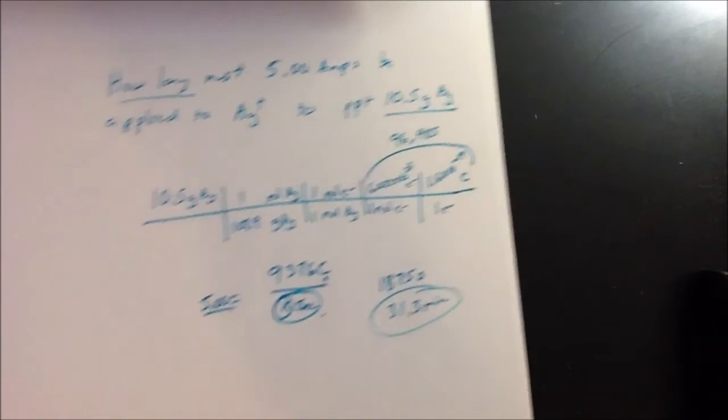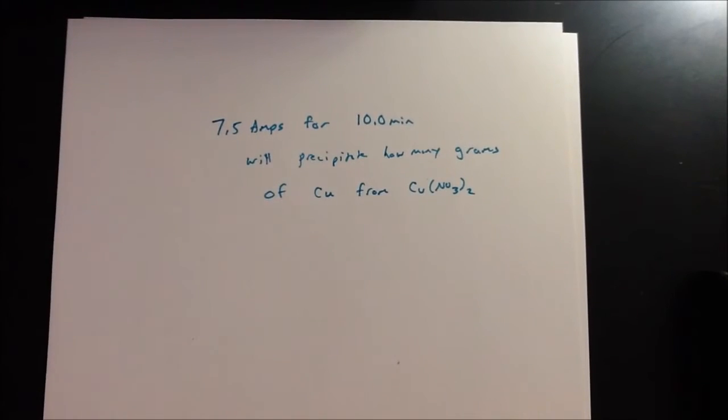So we would have to do that for 31.3 minutes just at 5 amps just to precipitate 10.5 grams of silver. So here's kind of a problem just like that, but done a little bit in reverse fashion. 7.5 amps for a period of 10 minutes. So we hook these up to a power supply, and we put a piece of metal down inside of a copper solution, and we want to plate the copper onto that metal. Again, this is electroplating, and I want to know how many grams of precipitant theoretically will precipitate.